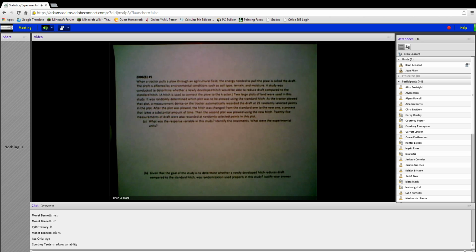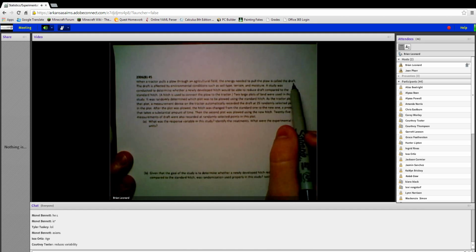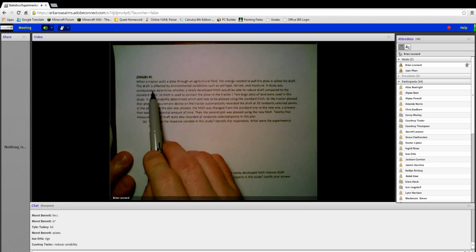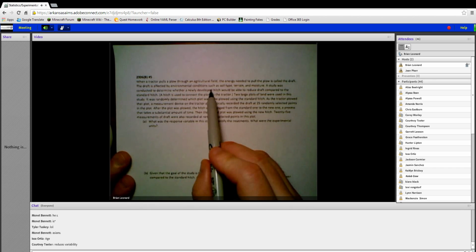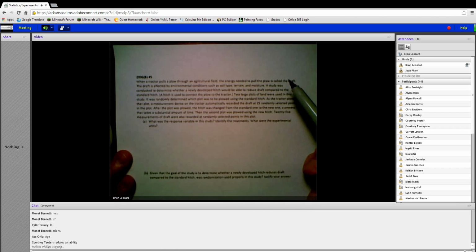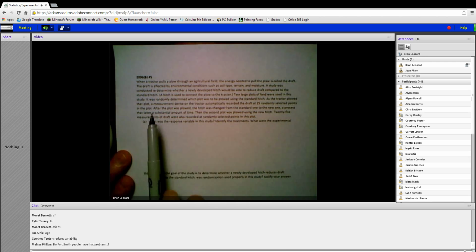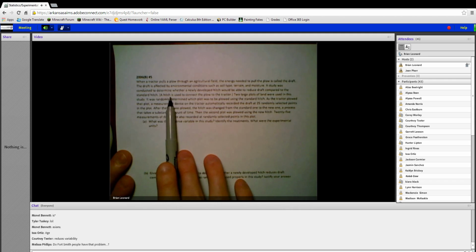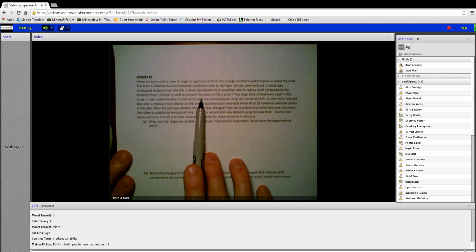So it says, when a tractor pulls a plow through an agricultural field, the energy needed to pull the plow is called the draft. The draft is affected by environmental conditions such as soil type, terrain, and moisture. A study was conducted to determine whether a newly developed hitch would be able to reduce draft compared to the standard hitch. And they tell you, just in case you don't have that problem, a hitch is used to connect the plow to the tractor.